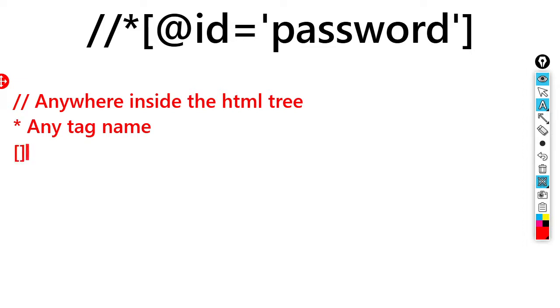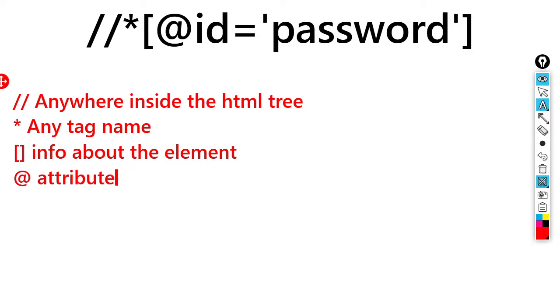Next thing is these square brackets. This is the attribute of the element, or you can say not just attribute, actually information about the element. This is the best word we can use, right? Now here, to specify attribute, we specify the at the rate. This means attribute, right? And there are a lot of other things as well.